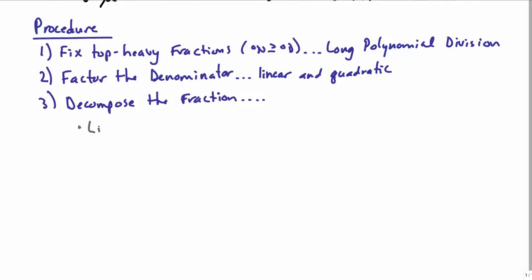So for my linear terms, these would be terms like ax plus b. mx plus b would be a line, so ax plus b is what we use for the generic. What I look at is that each of the numerators is one less power than the denominator.